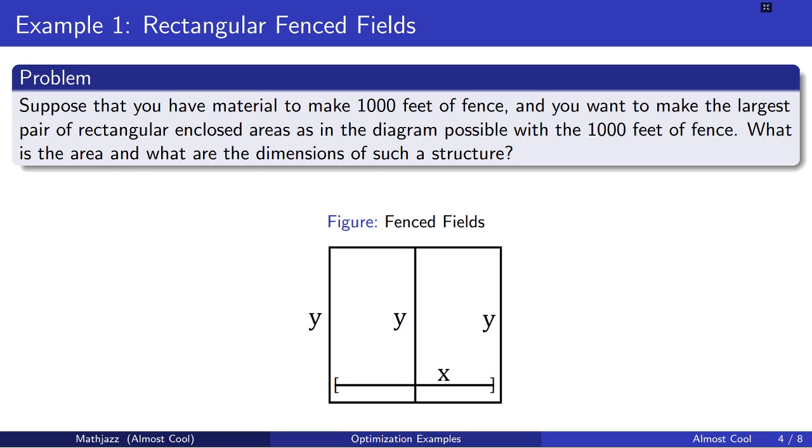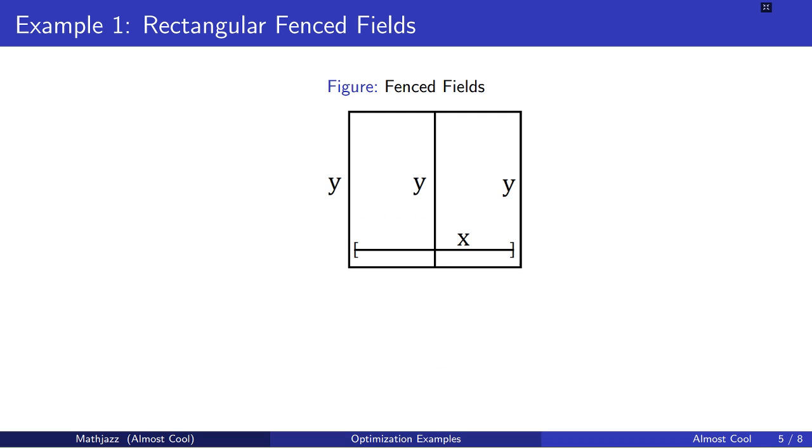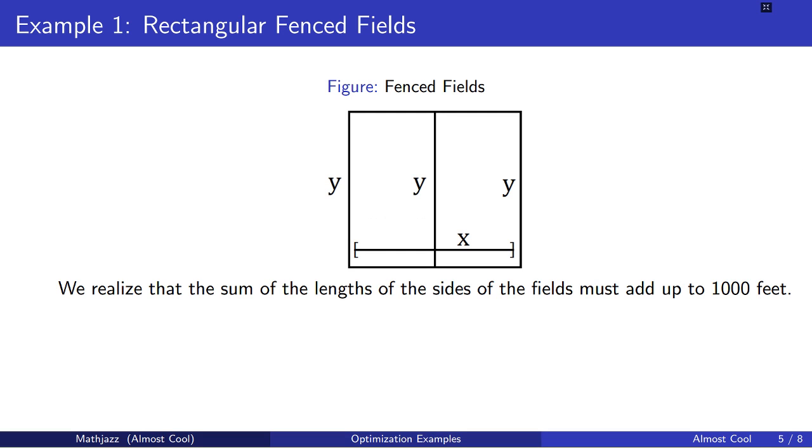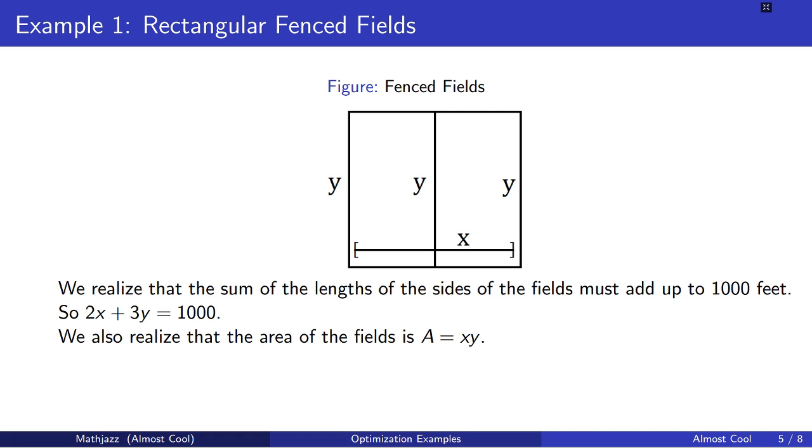Once we've done that, we need to make an equation that relates the area of the field to the 1,000 feet of fence that we have. So the first thing we realize is that the sum of the lengths of the sides of the fields must add up to 1,000 feet. This gives us that 2x plus 3y equals 1,000. Further, we also realize that the area of these two fields is x times y.